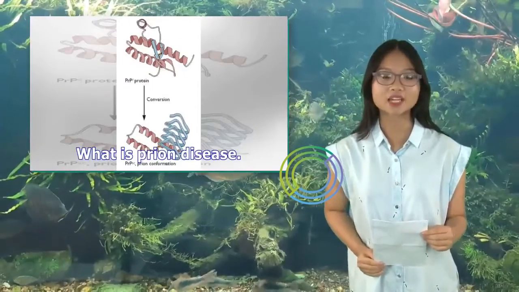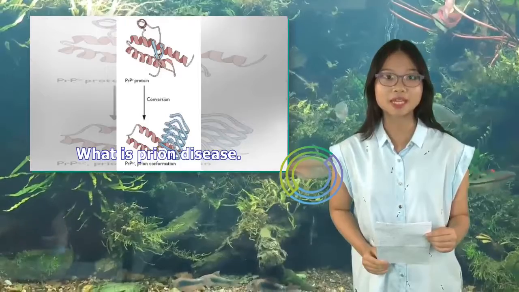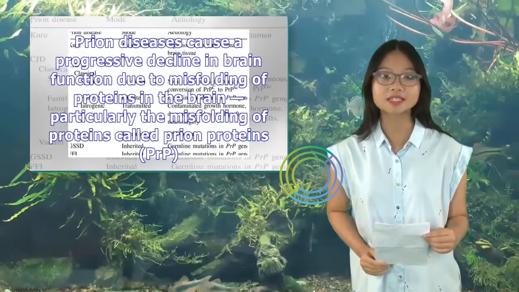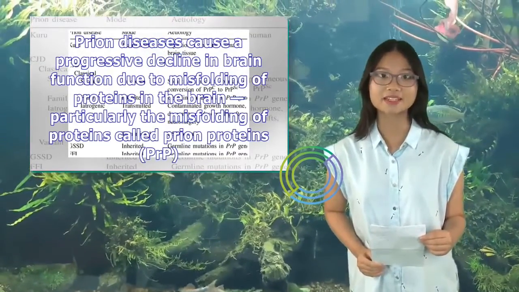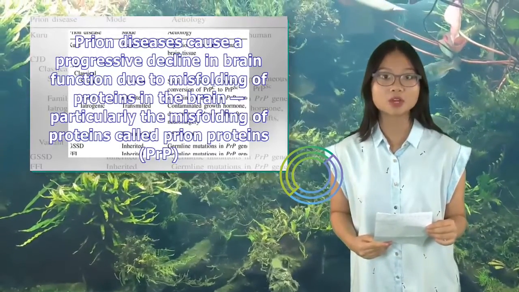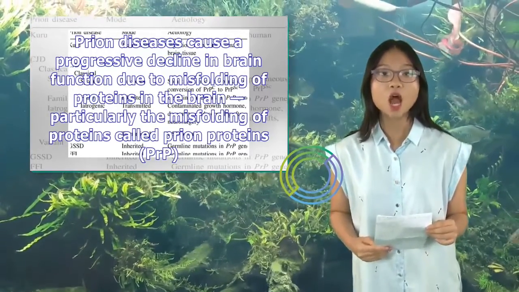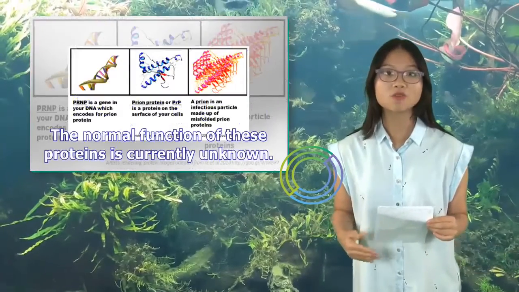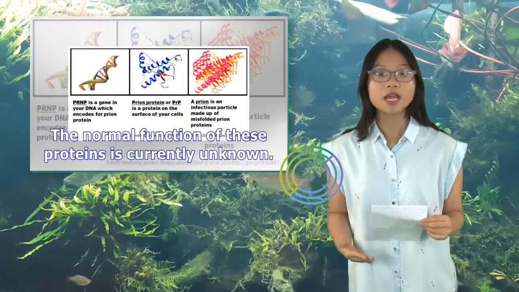What is prion disease? Prion diseases cause a progressive decline in brain function due to misfolding of proteins in the brain, particularly the misfolding of proteins called prion proteins, PrP. The normal function of these proteins is currently unknown.